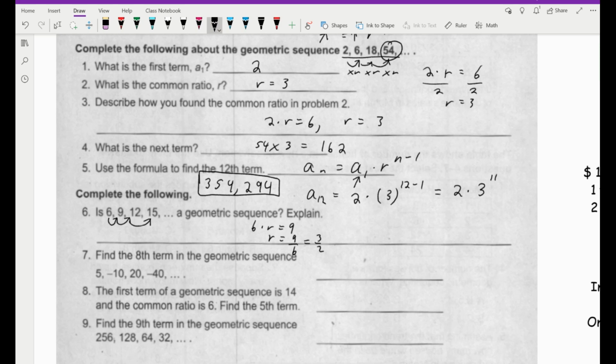If we multiply 9 by the common ratio, which is 3 halves, we should get 12, because 9 times r gives us 12. Well, let's see what 9 times 3 halves is. Well, this would be 27 over 2, and that's 13.5. It is not 12. So this is not a geometric sequence.